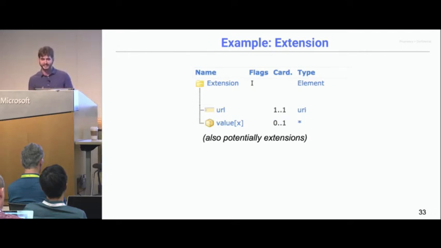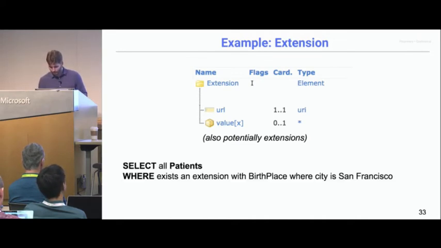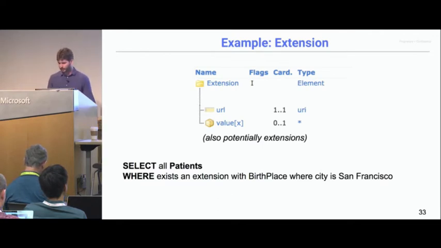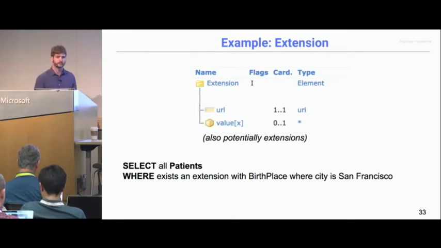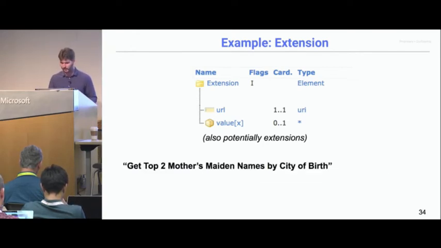It's really, really easy to get these wrong if you have untyped data, because you're just counting on every user to get that right. And not only is it easy to get wrong, it's hard to query. Let's say we want to select all patients where there exists an extension with birthplace where the city is San Francisco. Think for a sec how you would write that query. You can do it. It's doable because Google SQL lets you flatten fields so you can treat every extension as its own record. The point is, a very simple query where birthplace is San Francisco all of a sudden becomes really hard because this is an extension.